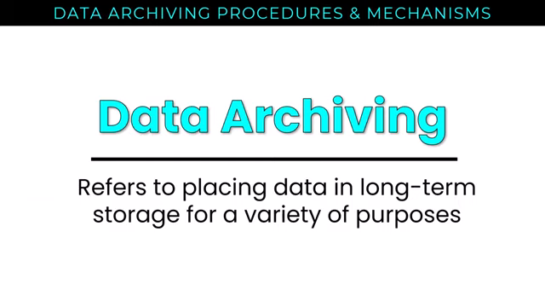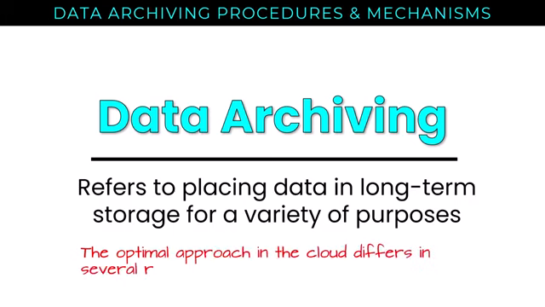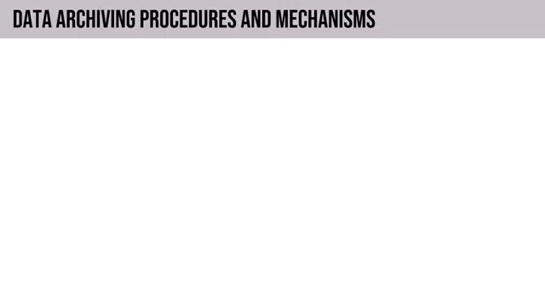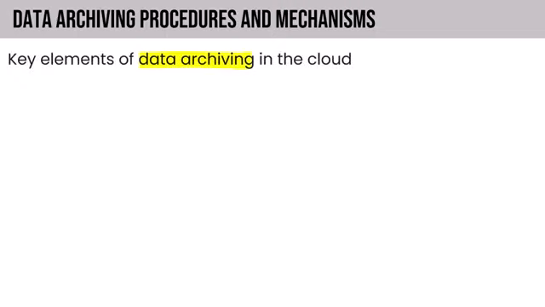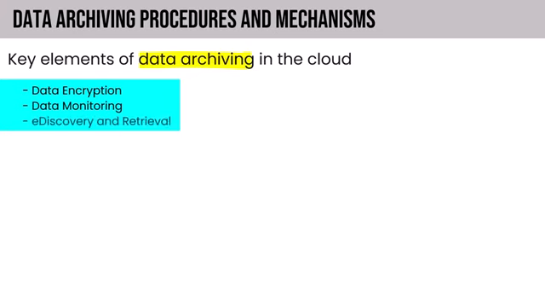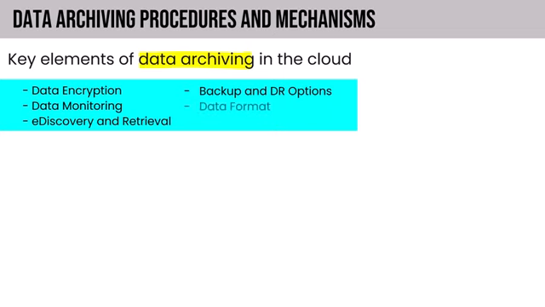So data archiving refers to placing data in long-term storage for a variety of purposes. The optimal approach in the cloud differs in several respects from the on-premises equivalent. So key elements of data archiving in the cloud: data encryption, data monitoring, e-discovery, and retrieval. We need all of these capabilities. Backup and DR options. And the data format and media type do matter. We need to think about our ability to search and retrieve data from an archive. So let's talk about each of these 6 at greater depth.